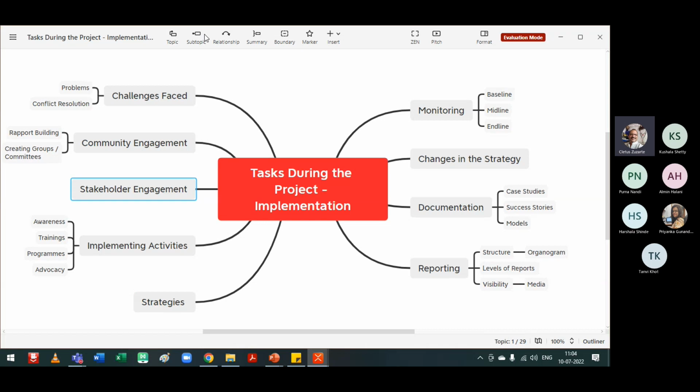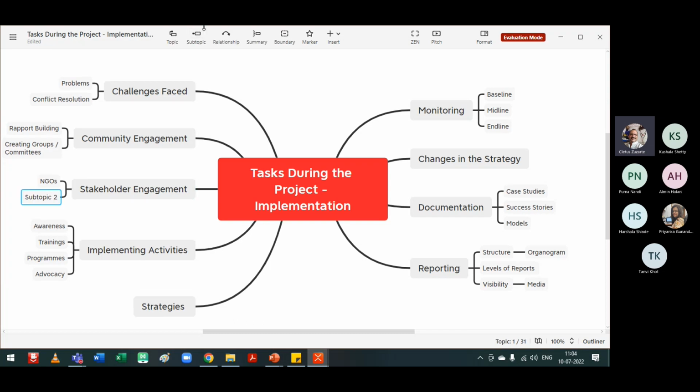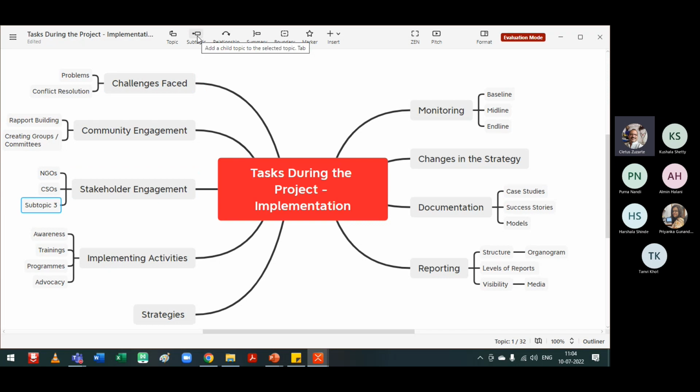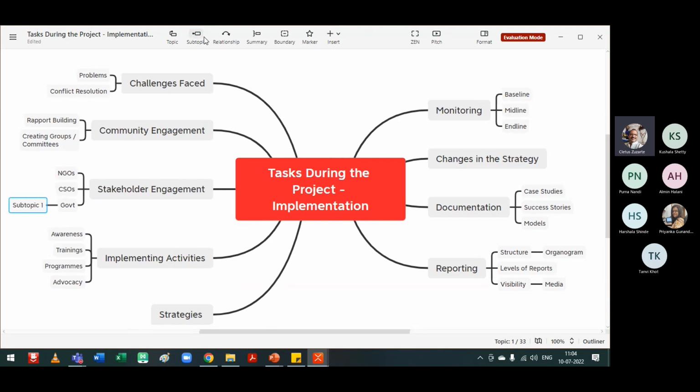In stakeholders, if you want to put some more subcategories, you could look at NGOs, civil society organizations, CSOs, as we call them. You could look at government organizations, as in the government's bureaucratic structure. In government, you're dealing with government officers, bureaucrats, throughout the whole process. Suppose you have to get certain permissions, those kinds of things would come in.